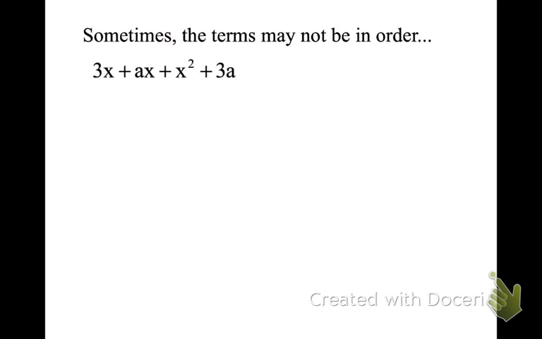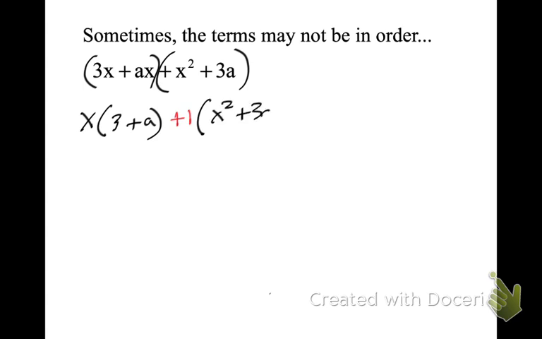Okay, sometimes the terms might not be in order. Look what happens. When I group this, I have an x that I can pull out, and I'm left with 3 plus a. Look at the next one. Is there anything to pull out? If it looks like there's nothing, you can say positive 1. But then look what I'm left with: x squared plus 3a. These have to be the same in order for you to factor out that binomial.